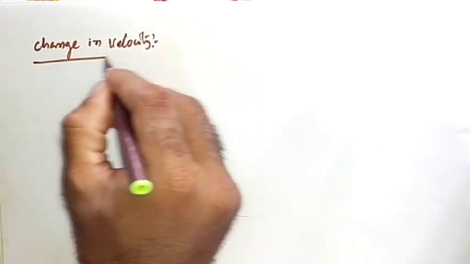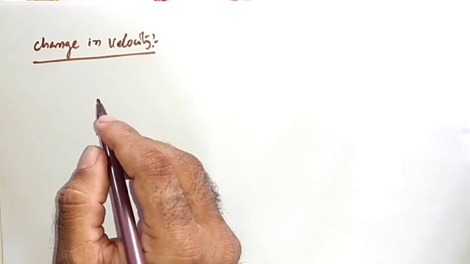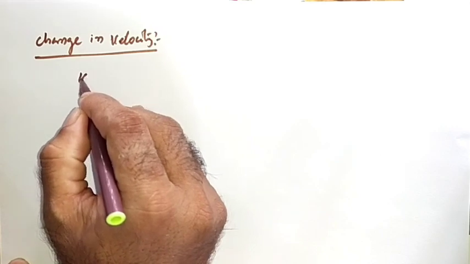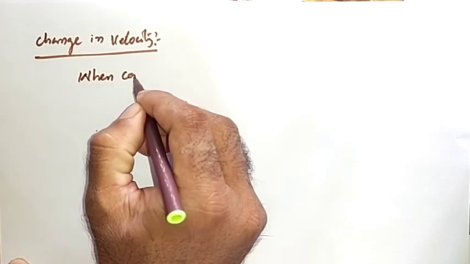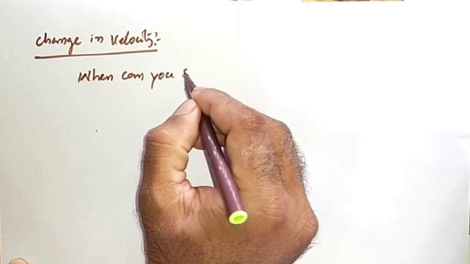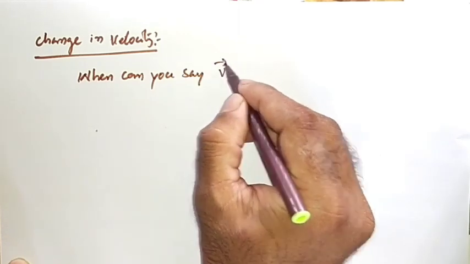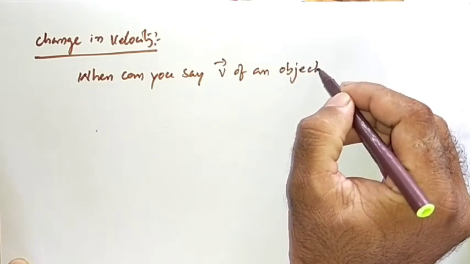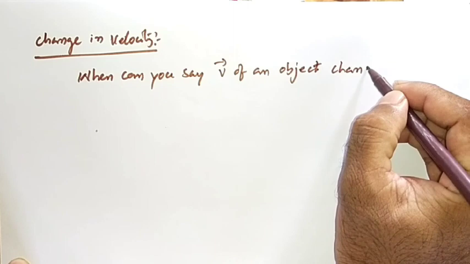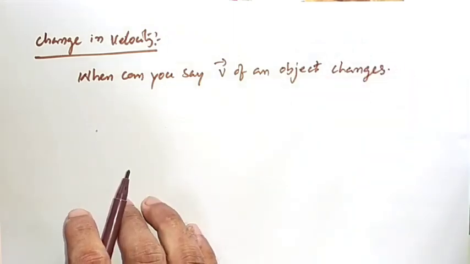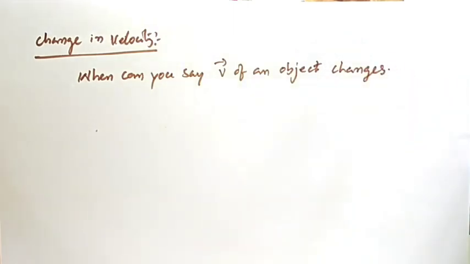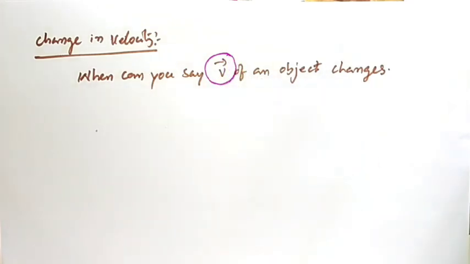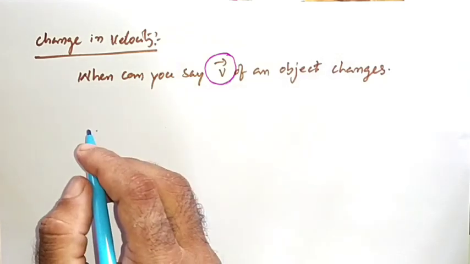Change in velocity means what? When can you say the velocity of the object is changed? This is very important. Okay? When can you say the velocity of an object changes? Now I'll give some examples, some situations. Try to identify in which case the velocity of the body changed.